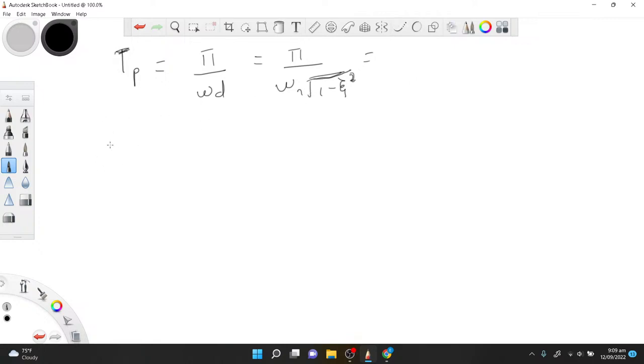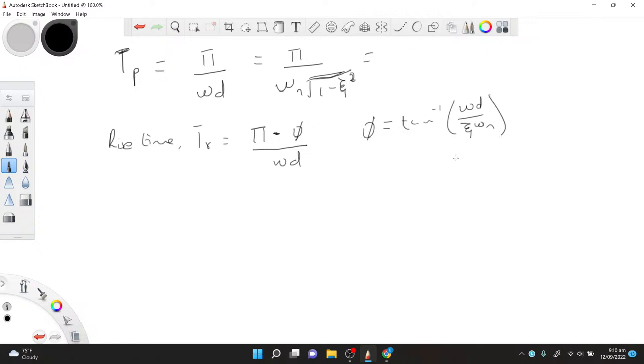And then for rise time, Tr is given as pi minus a certain angle all over omega d, where this angle is given as tan inverse of omega d over zeta omega n. Okay, that's rise time.